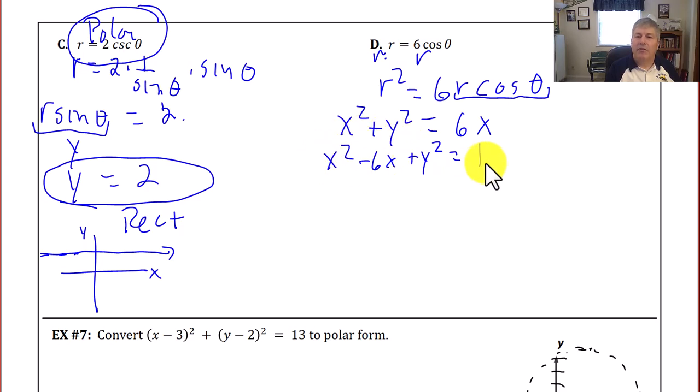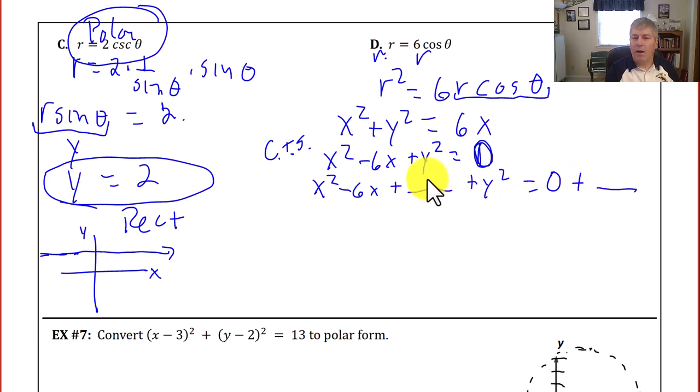Well, back from our studies of conic sections, we can complete the square, or CTS, for this. So we'll do x squared minus 6x plus some blank, and it's important to put that blank there, plus y squared equals 0, plus, and when we complete the square, we're going to manufacture a number here next to the 6x, so we have to add it to the other side. So completing the square, we take half of our b value, so half of negative 6.